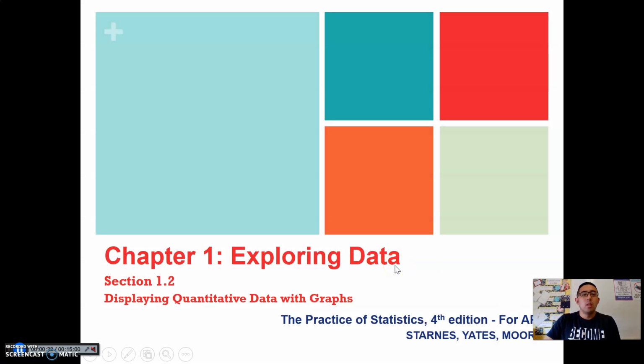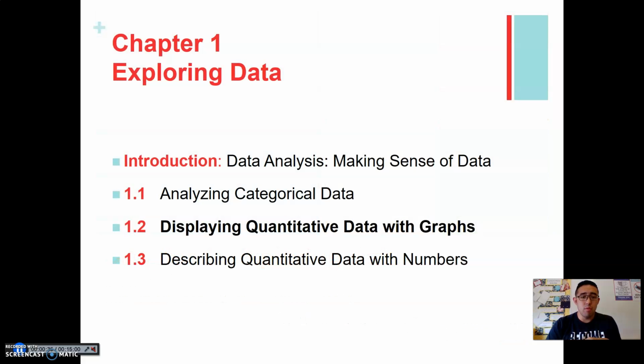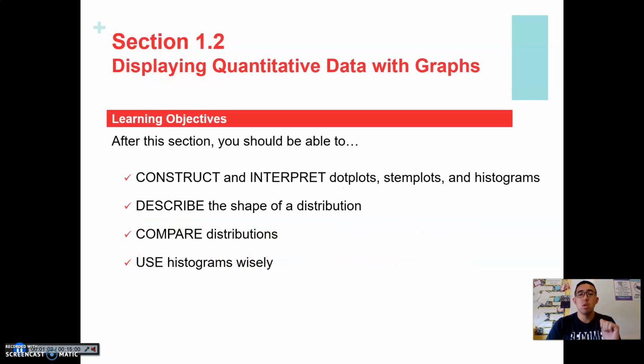Okay, so the last couple of lessons were on categorical data. Today, we're going to be talking about quantitative data. As a review, section 1.1 was on categorical data. This time we're going to be talking about quantitative data and how we display it. And section 1.3 is how we are going to analyze that data or describe it with numbers. But for now, we're just going to talk about how we display quantitative data with graphs.